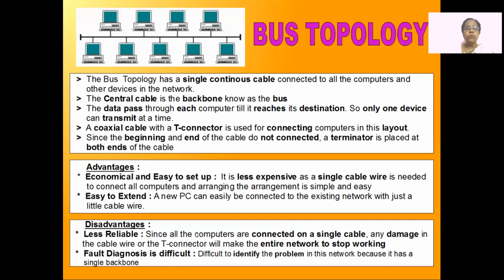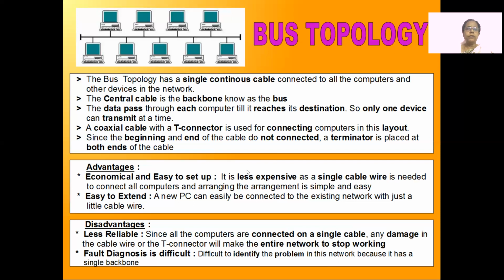And it's very difficult to diagnose the fault because we don't know where the cable wire got cut, but automatically all stop to work. They don't work. So it's very difficult to identify the problem in this network because it has only one single backbone. They are not separately connected like in the other type of networks. So you understood? It lies on a single cable, which is called a backbone, and data is transmitted through each computer till it reaches its destination, and they are provided with a terminator since it's not connected from the beginning to the end.